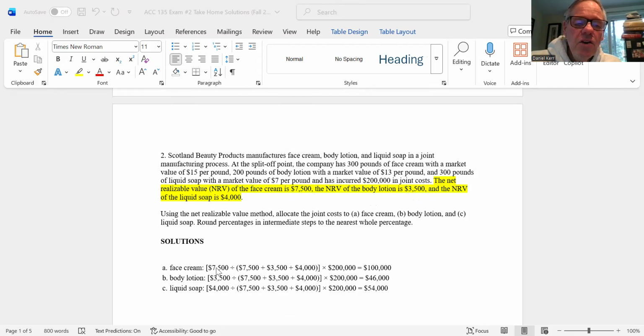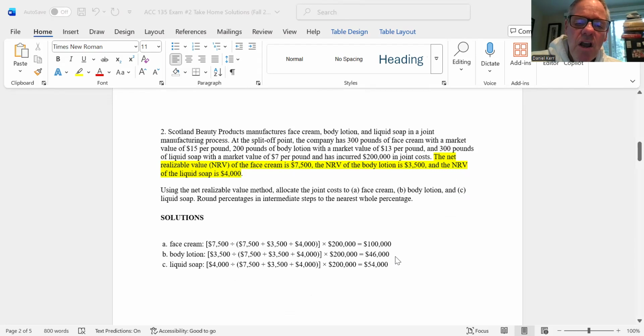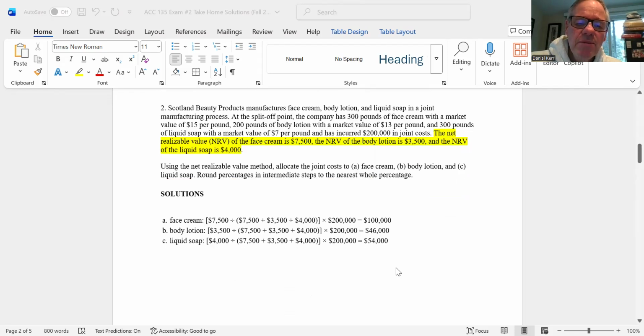And then your numerator there is the net realizable value of each item. So face cream is 7,500 divided by the total. Body lotion is 3,500 divided by the total. And liquid soap is 4,000 divided by the total. You get a percentage. The total joint cost was 200,000. So your allocation is 100,000, 46,000, and 54,000 on the basis of net realizable value.